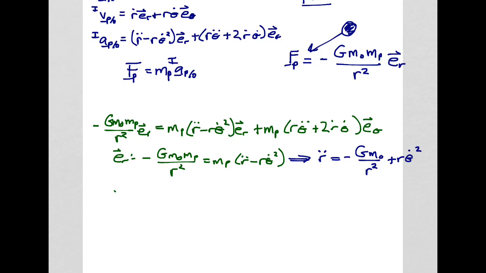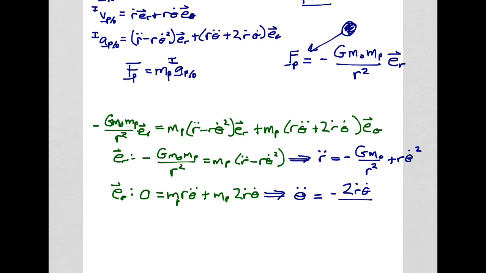So then if we look in our e_theta direction, these coefficients give us, on the left hand side, there's no force in the e_theta direction, and this is equal to m r theta double dot plus m_P multiplied times 2 r dot theta dot. So this gives us our second equation of motion, in which we have theta double dot is equal to negative 2 r dot theta dot divided by r.